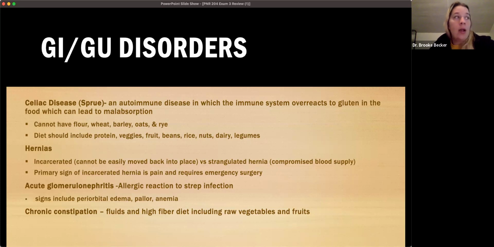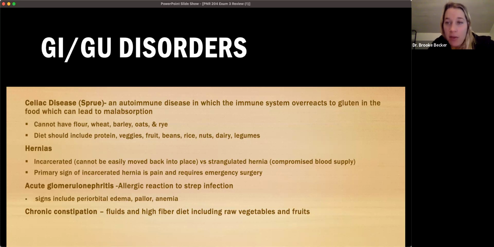Hernia wise, you get concerned about an incarceration of your hernia, which means then the blood flow is cut off and it does not move easily back into place. So it cannot be reduced. Okay. If it's strangulated, then that blood flow is cut off. Okay. If it's incarcerated or strangulated, it's straight to surgery. Okay. If it's not reducible, if there's discoloration, a lot of times it's going to be straight to surgery.